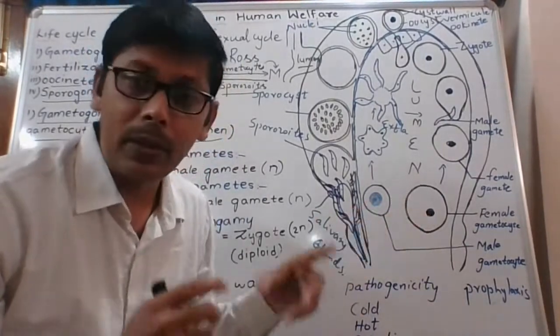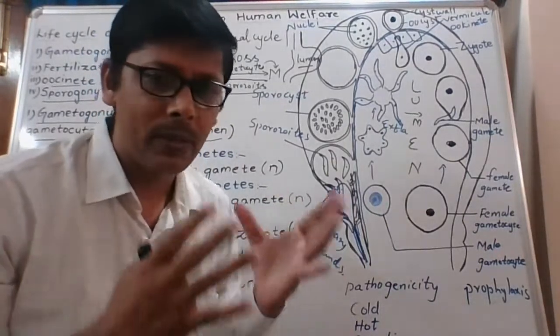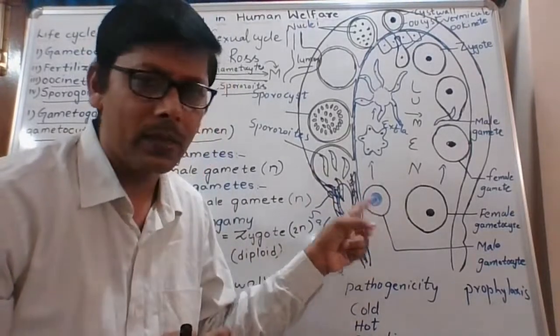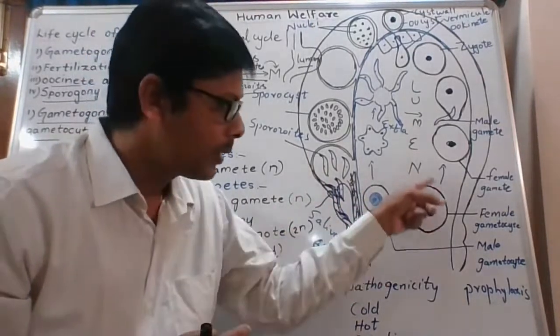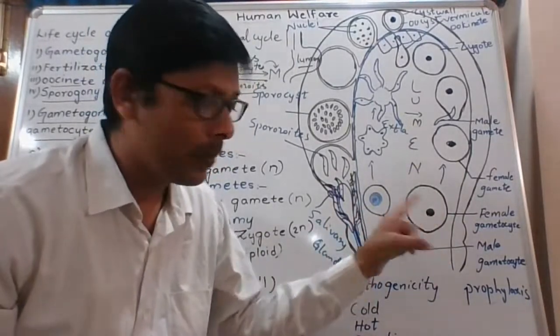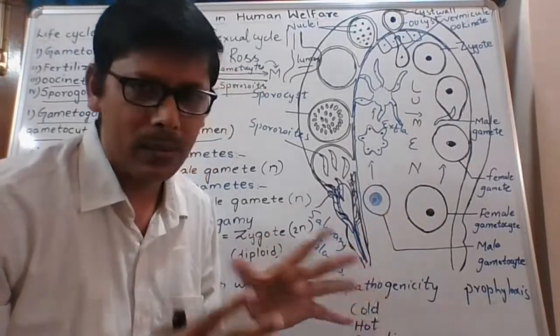Okay, by looking at these gametocytes, you can identify them based on their size and nucleus. This one is smaller in size, but it has a larger nucleus. This one is larger in size, but it has a smaller nucleus. This is the female gametocyte, not gamete. This is the male gametocyte.